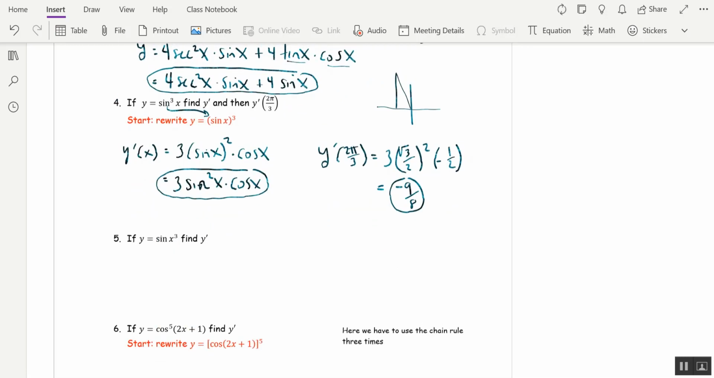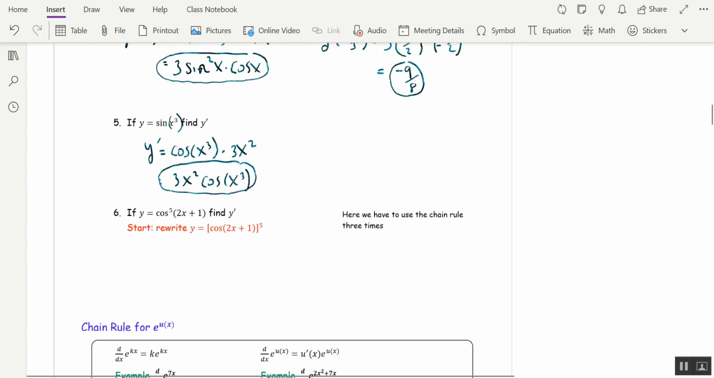Okay, contrast number 4 to number 5. Here we want sine of x cubed. Now without parentheses, what this means is take x cubed and then take sine of that. So y prime is going to be, our outside function is sine. So we want cosine of x cubed. Then we multiply by the derivative of the inside, which is 3x squared. So that's 3x squared cos of x cubed. Very different answer. Okay, last trig example is going to be chain rule twice.